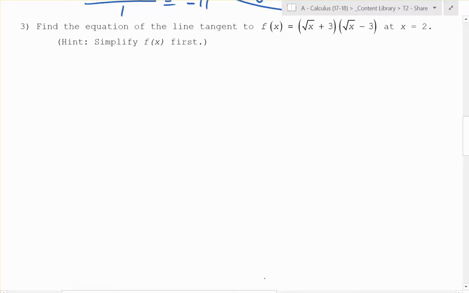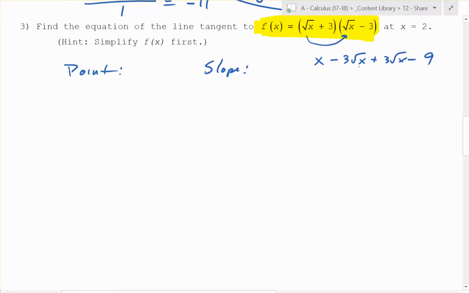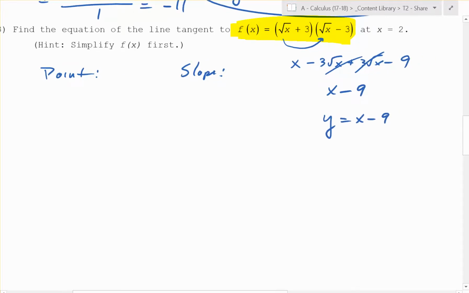So let's find another equation of a tangent line. In this case, f of x is the product of two things, but sometimes you can make it look nicer if you multiply it out. Again, we need a point and a slope, but let's see what happens when we multiply it out first. Root x times root x is x. Then you get minus 3 root x plus 3 root x, and then minus 9. Look what cancels. You're left with x minus 9. That's really cool. So this equation is actually the same as y equals x minus 9. It's key to realize, though, that x has to be greater than or equal to 0. x can't be negative in that one.